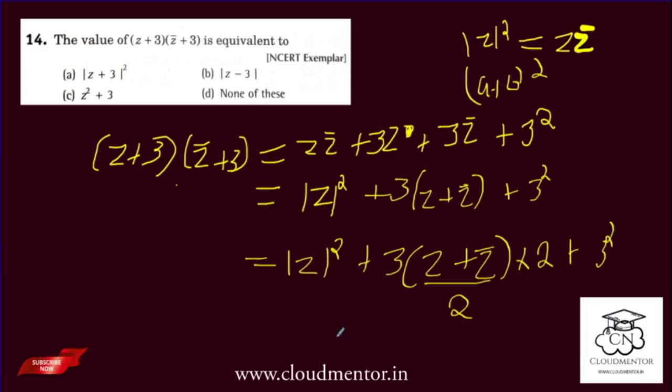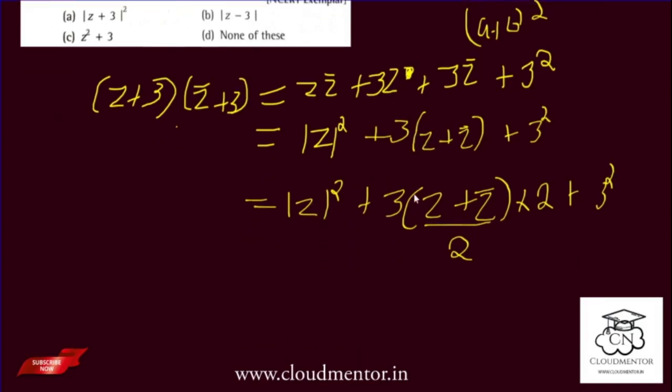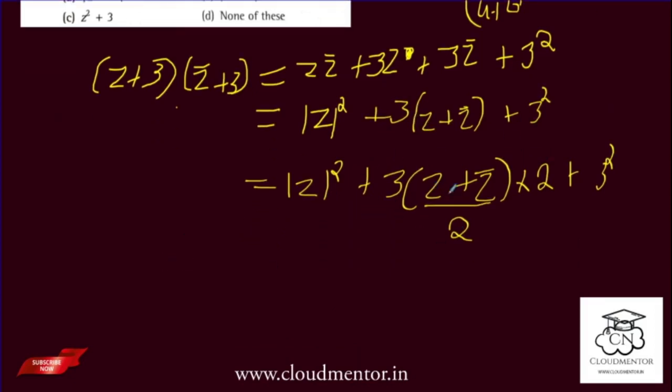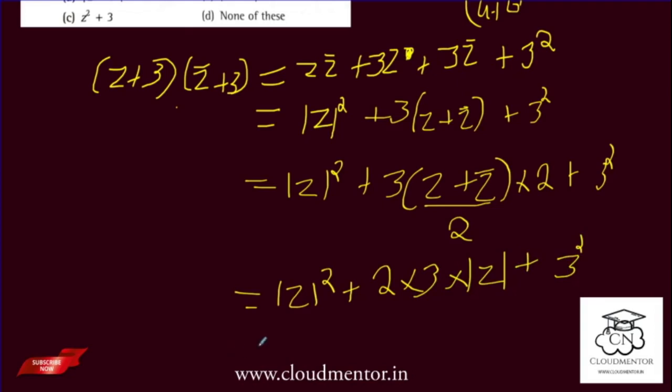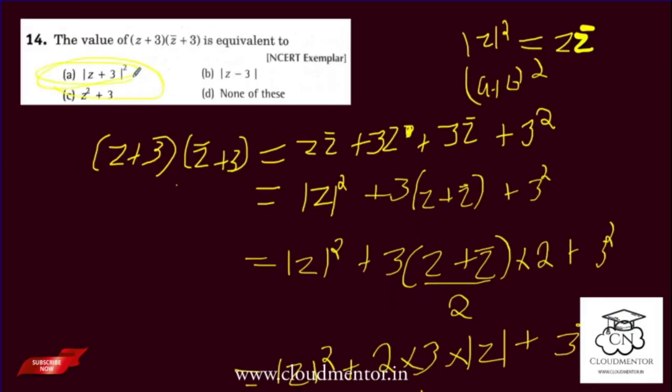So now how is it? Yes, so we can now write it as, z plus z bar by 2 is modulus of z. So we can write it as modulus z square plus 2 of 3 of modulus of z plus 3 square. So that's equal to modulus of z plus 3 the whole square. So option A is the right answer here. Next question.